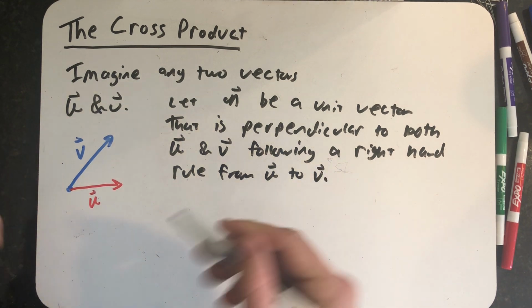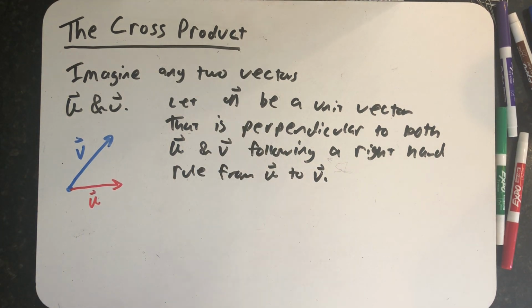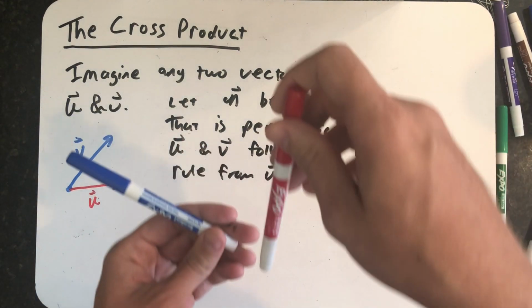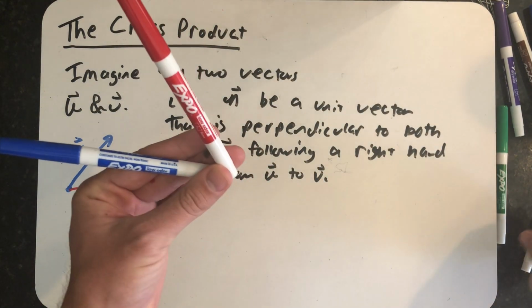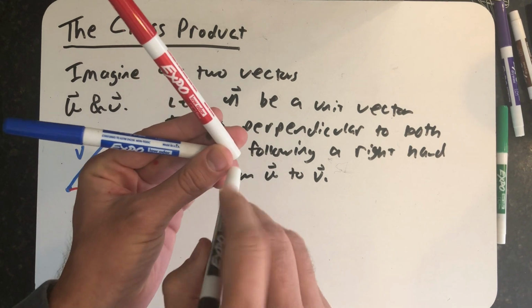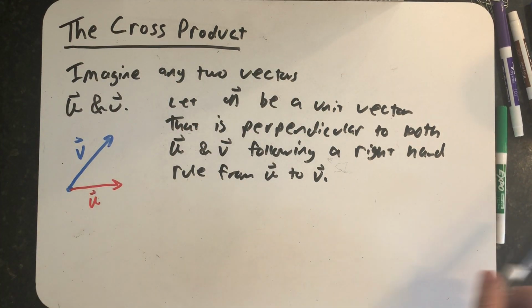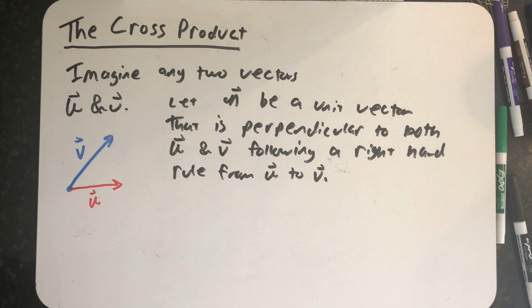So if I look at my two vectors, I'm defining a unit vector n. It needs to be perpendicular to both vectors. So if I had vectors v and u that look like this, I could have a vector perpendicular to both that kind of pointed out this way, and then another one that pointed out this way, and then the next part tells me which one I'm talking about. Then it follows a right-hand rule from u to v.